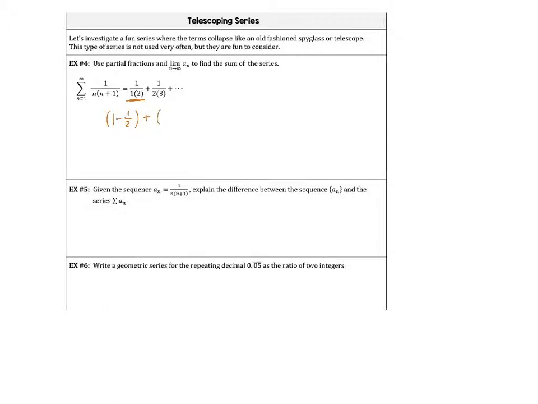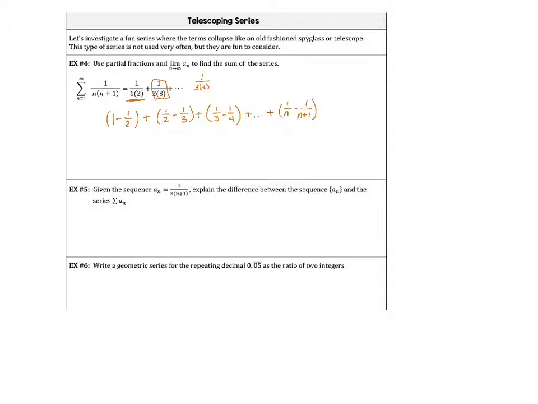Plus, and then our next is going to be a half minus a third. And that's going to generate this term here. Plus, and then the next one, keep in mind that's going to be 1 over 3 times 4. So that's going to be a third minus a fourth. And so if we continue this pattern out, I'm going to see that we end up with 1 over n minus 1 over n plus 1. That's the pattern that we have for this series.